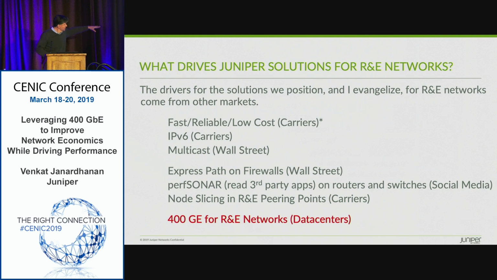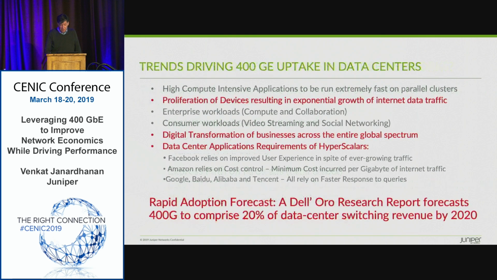So here's all these things, kind of old stuff, new solutions. 400 gig E for R&E networks is being driven by data centers, and that's a driver of it. So what trends are driving 400 gig E interest and uptake in data centers? You can read the slide for yourself, and I'm sure they'll be available online, but the things that stood out to me were there's so many more devices on the internet, and they're all putting out data.